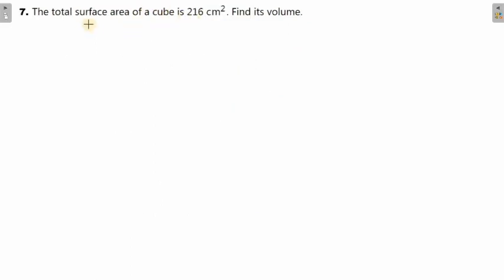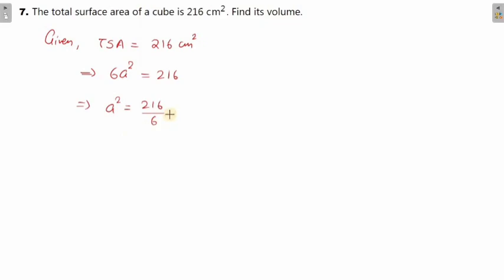So the next question is also similar or simple. The question says total surface area is 216 centimeters square. Now the formula for total surface area is 6a square. All of you know this. So this is 216. So from here a square is 216 divided by 6. Let's do the cancellation. So 6 1s are 6, right? 6 3s are 18. So carried over 3 goes out here and it becomes 36.